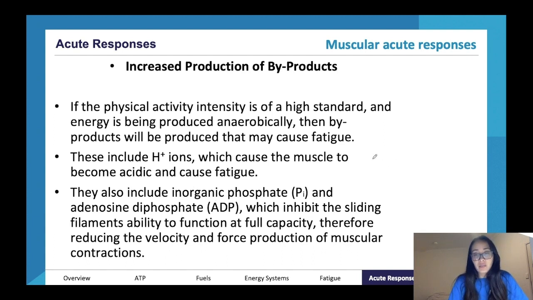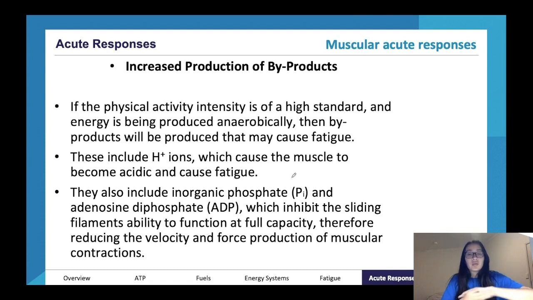Remember, breaking down ATP into ADP actually produces inorganic phosphate, Pi, and this is actually a metabolic fatiguing byproduct. Also, it's written as Pi, like this, so keep that in mind. You've also got the production of adenosine diphosphate, and this can also inhibit the sliding filament's ability to function at full capacity. So your muscles will slide across each other.